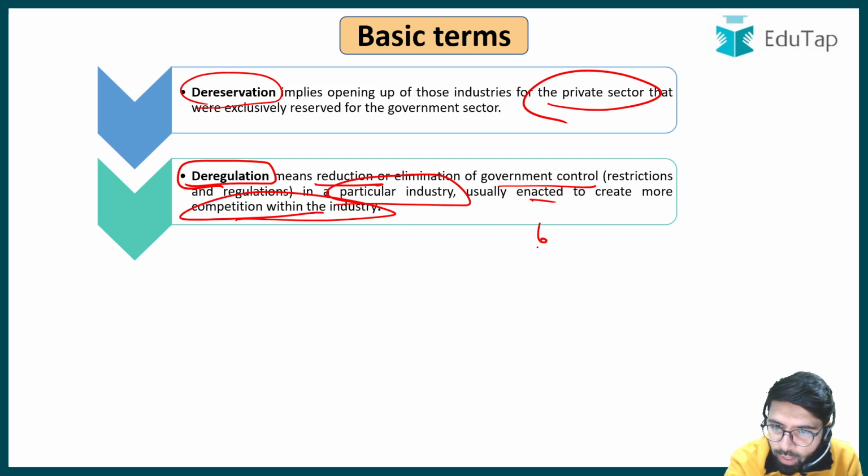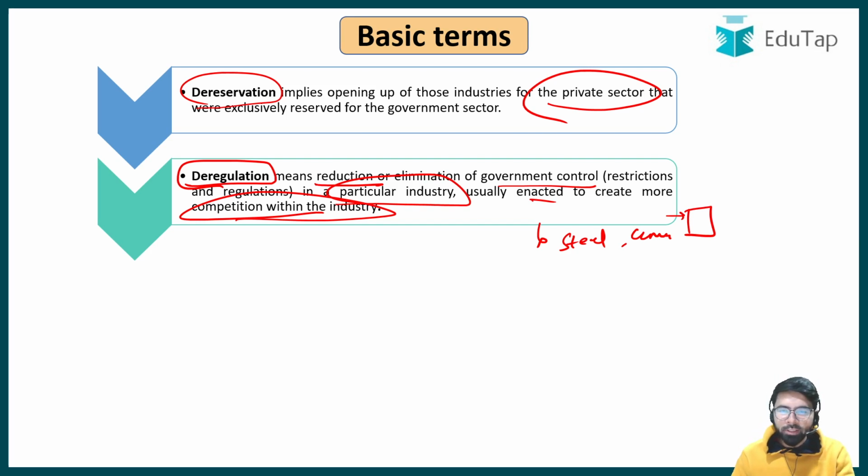Earlier, in the steel industry, cement industry and whatever industry it was, the government used to decide the amount to be produced by the particular industry, and it also used to set the prices at which industries sold those products. Suppose 1 ton of cement, everything was controlled by the government. Now the government has freed up that the prices will be determined by market forces, and that was an act of deregulation. It means reduction or elimination of government control in a particular industry, usually enacted to create more competition within the industry.